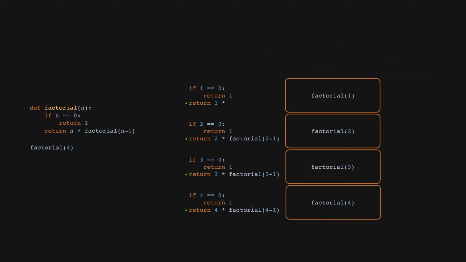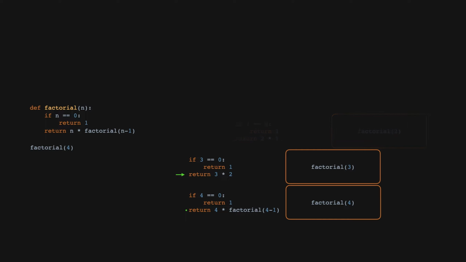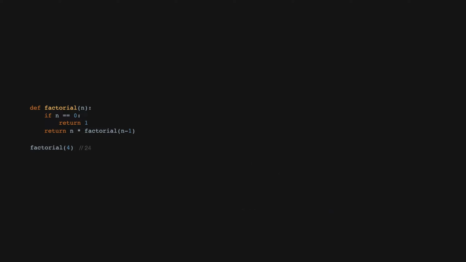Okay, so inside factorial 1, we do the multiplication, and then the frame is removed from the stack, and the result is passed down to the caller. From now on, we have a cascading effect, multiplying the value we received from the previous call with the current value of n, until finally the last frame is removed, and we get the result for our initial invocation, which is 24. And that's how recursive functions work.